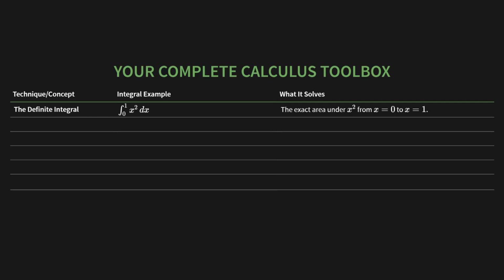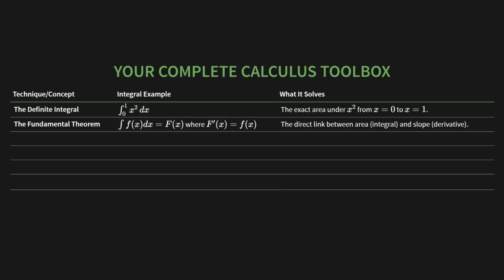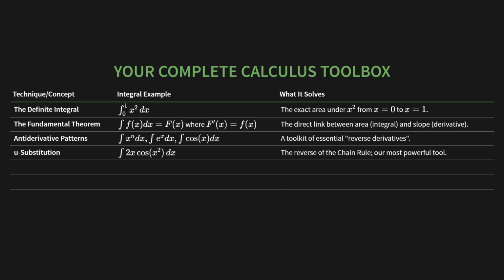We started with the definite integral, the core idea of finding the exact area under a curve, like the integral from 0 to 1 of x squared dx. Then came the big one, the fundamental theorem, the magical link between area and slope, between integrals and derivatives. From there, we built out your toolkit, the basic antiderivative patterns, your reverse power rule, your integral of e to the x, your trig functions.